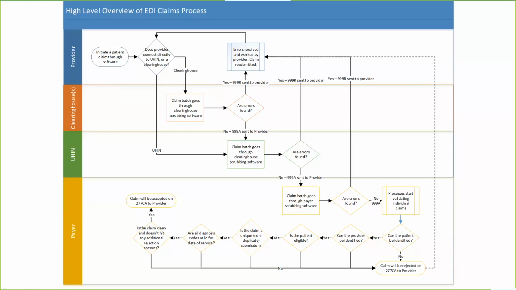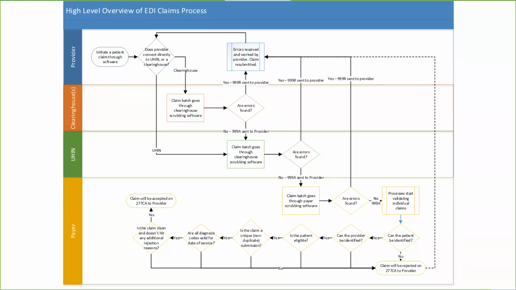So they may do additional edits above and beyond your clearinghouse, and that's why you could see rejections at UHIN that you don't get from your clearinghouse, because UHIN is working directly with the payer, and so they can customize that for the payer. If it makes it all the way through, then you're going to get that last 999 through your payer, and if it makes it through, we're going to go on. Otherwise, you'll resubmit. And now it's going to start looking at an individual claim-by-claim basis.